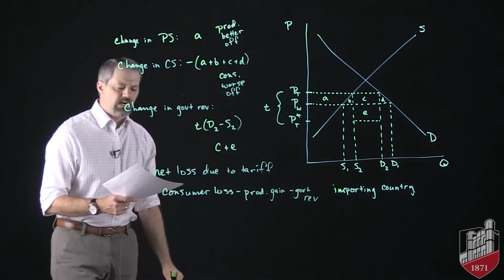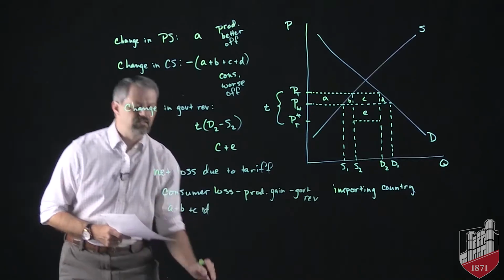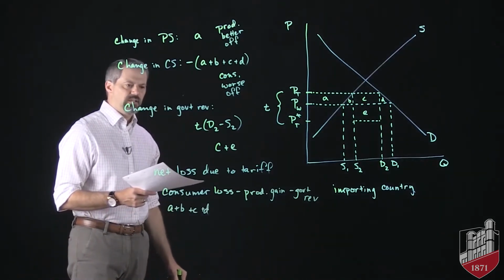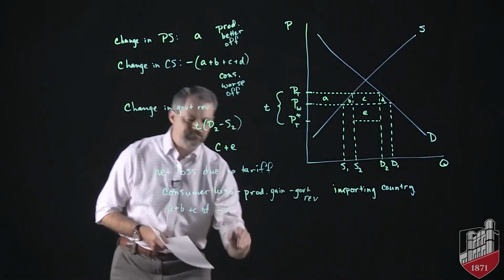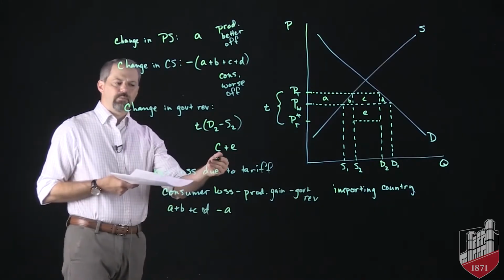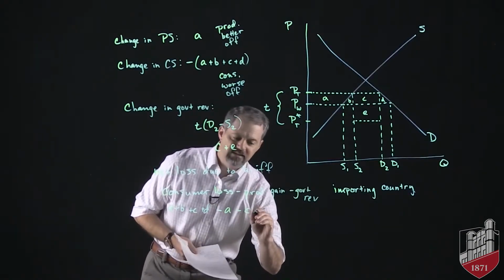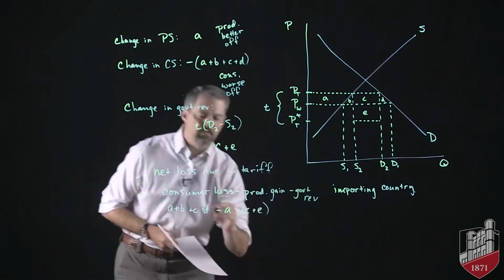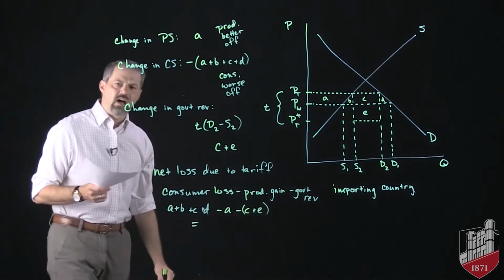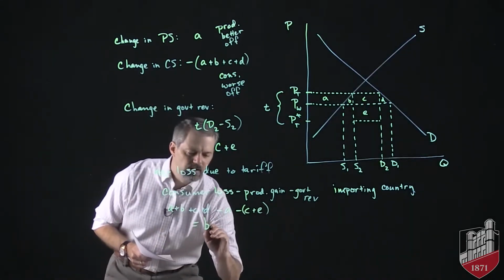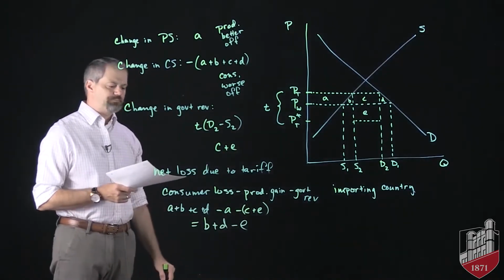So our consumer loss is A plus B plus C plus D. That's the loss that consumers experience. The producer gain is A, so let's subtract the gain off from the loss, minus A. Let's subtract off the government revenue, because that's a gain, minus C plus E. Minus C, let's put it this way, plus E, so it's going to be minus C minus E. What that works out to, the end result, the net loss of this is going to be B plus D minus E.